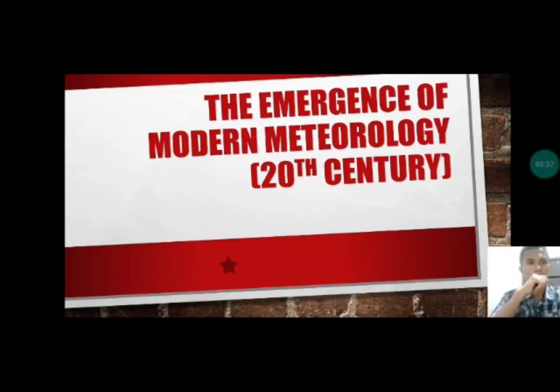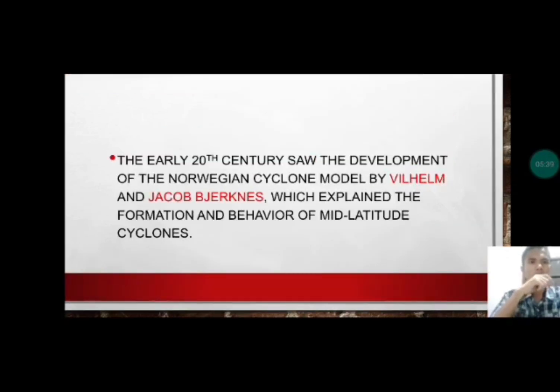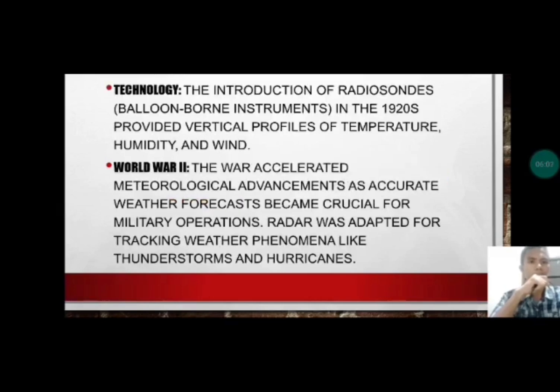The emergence of modern meteorology, 20th century. The early 20th century saw the development of the Norwegian cyclone model by Vilhelm and Jacob Bjerknes, which explained the formation and behavior of mid-latitude cyclones.